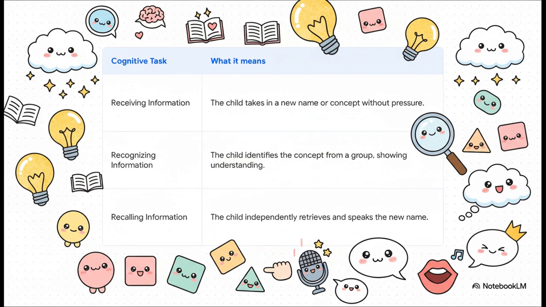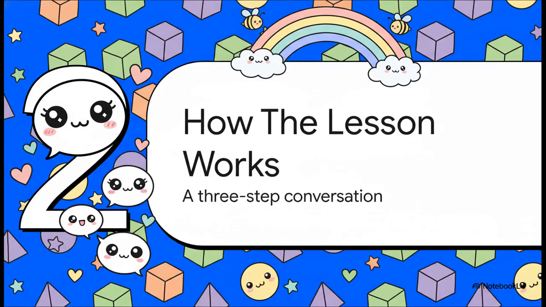First, you're just receiving information. No pressure, just taking it in. Next, you practice recognizing that information. And only when that feels solid do you move on to the final step, recalling it from your own memory. This simple progression is the secret sauce. So how do you actually do it?